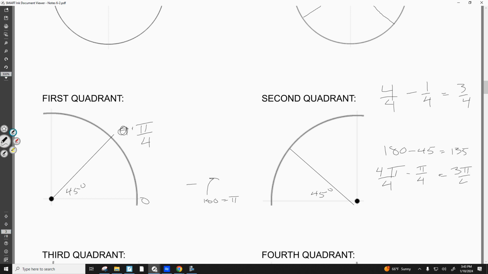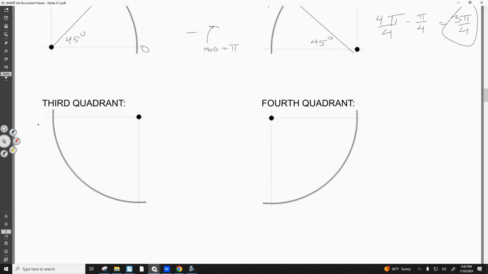3 pi over 4. We found that this angle, which is 135 degrees, which is 180 degrees minus 45 degrees, which is important, is the same as pi minus pi over 4. Boom, I got 3 pi over 4. I'm not going to memorize this. I'm going to understand how to get it.